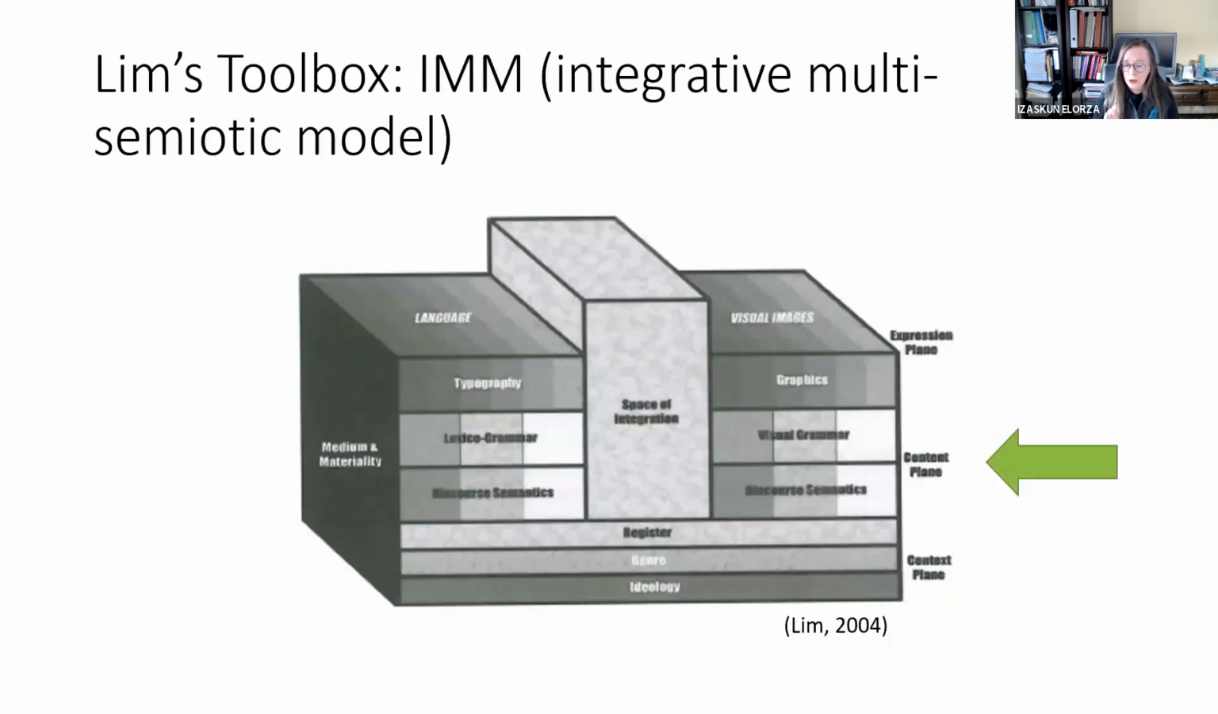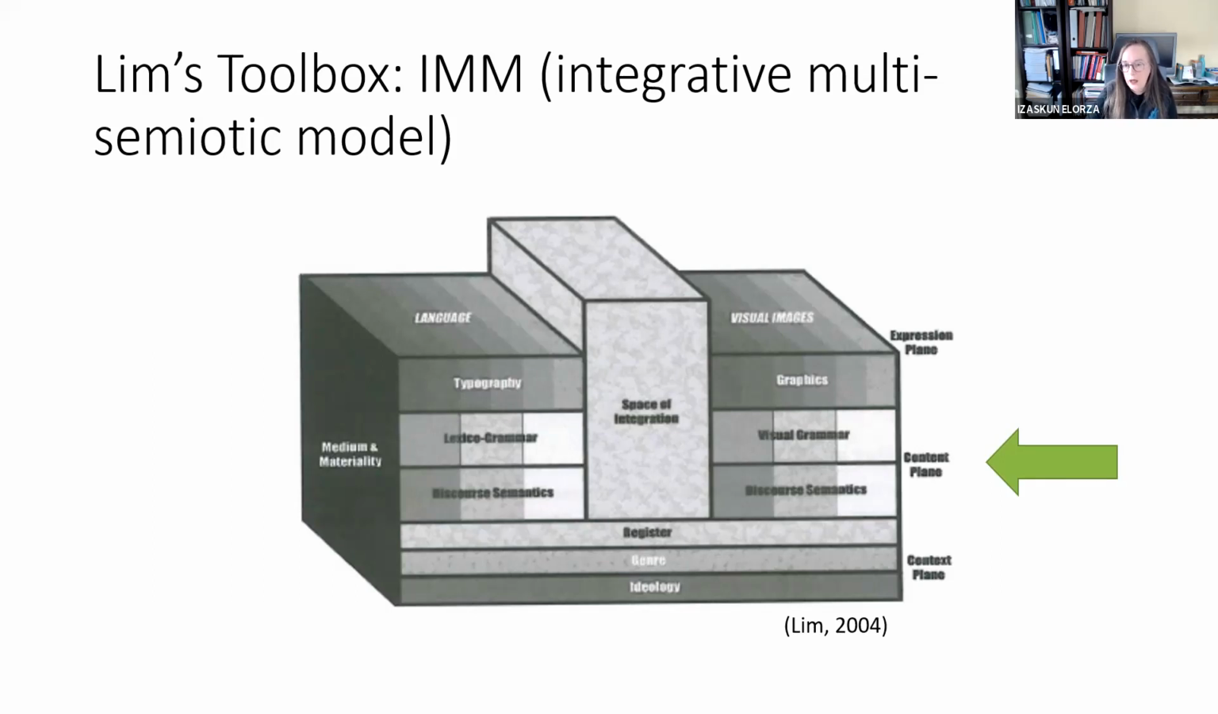The thing is that in order to analyze or to consider what is going on in this kind of multimodal text, we need some kind of integrated multisemiotic model. There are several ones. Here I just have included a snapshot of Victor Lim's one, the integrative multisemiotic model. I'm not going to describe it extensively, but I just want to locate what I'm going to address today.